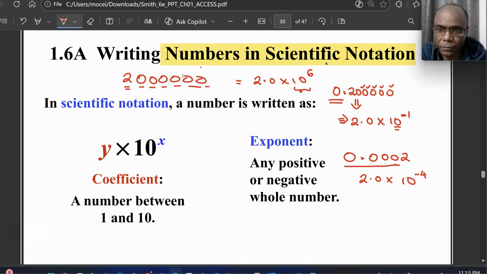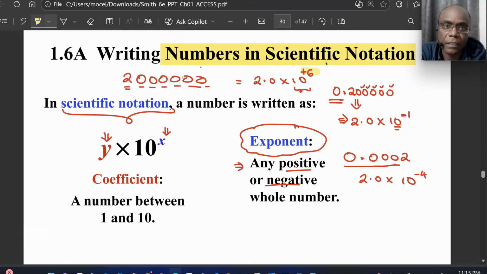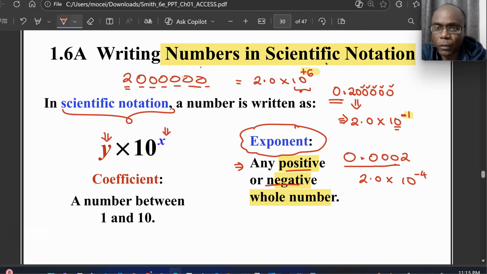So follow me closely. Scientific notation is usually written in the form of y times 10 to the power x. The x is the exponent, that is any positive or negative whole number. You see this is positive 6. Any positive or negative whole number will be the blue exponent. The y, this red one, is called the coefficient. It's a number between 1 and 10 usually.